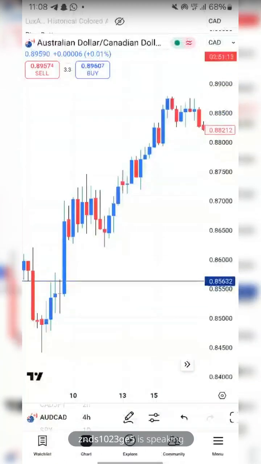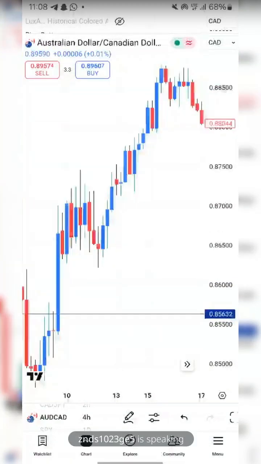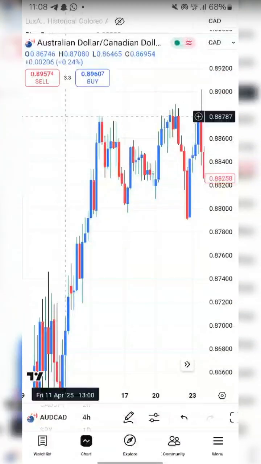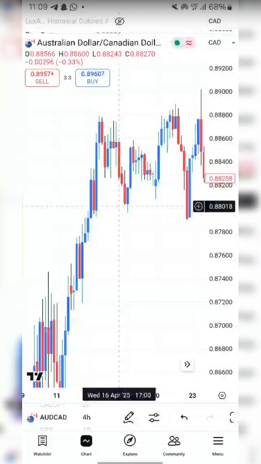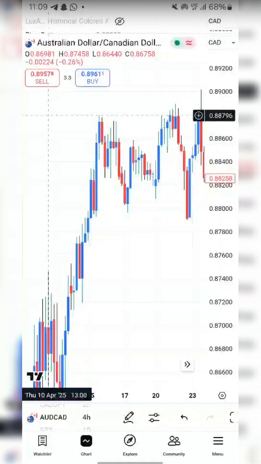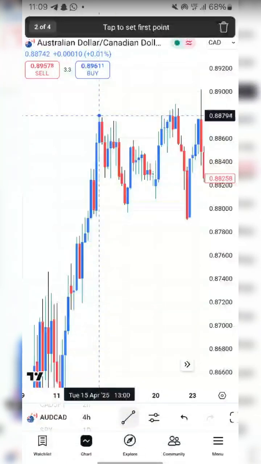So what do we have here? This is a break of structure. So what happened? From there, it came down to this high here, then retraced down to this point again. So it failed to break structure. Do you notice it? Guys, are you with me? You don't notice?